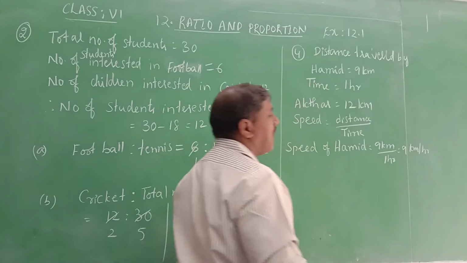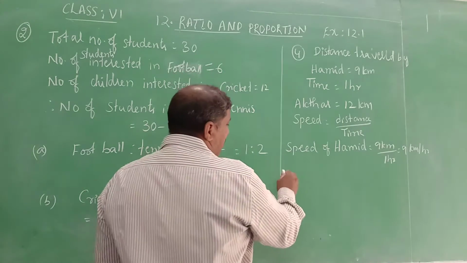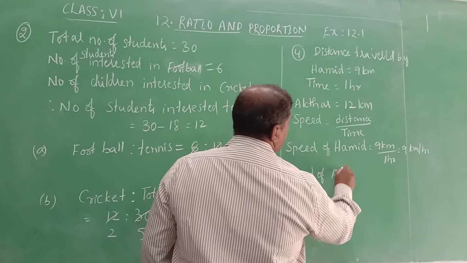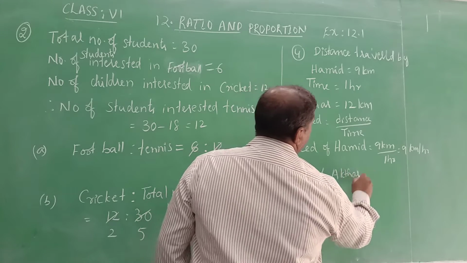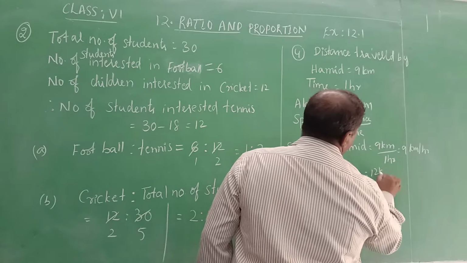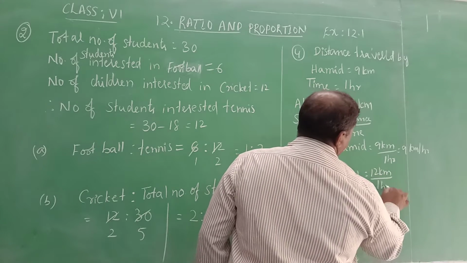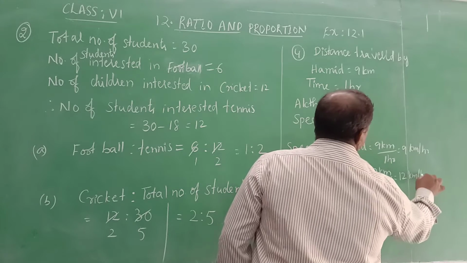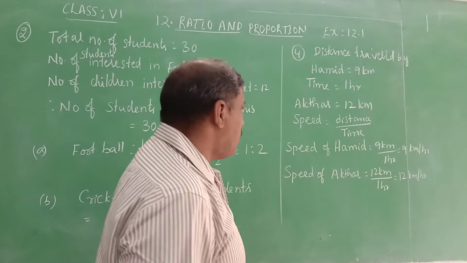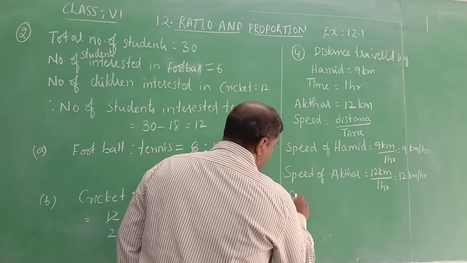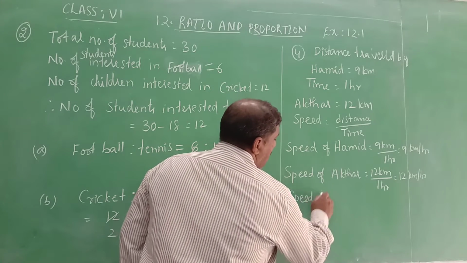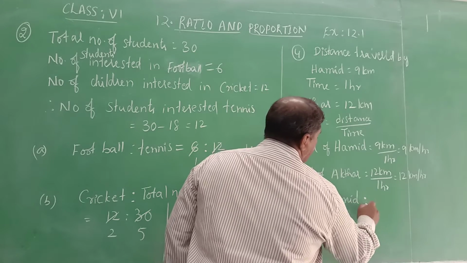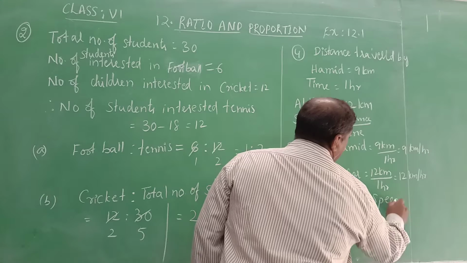Similarly, the speed of Akhtar is 12 kilometers divided by 1 hour. That is 12 kilometers per hour. Now find the ratio of the speed of Hamid to the speed of Akhtar.